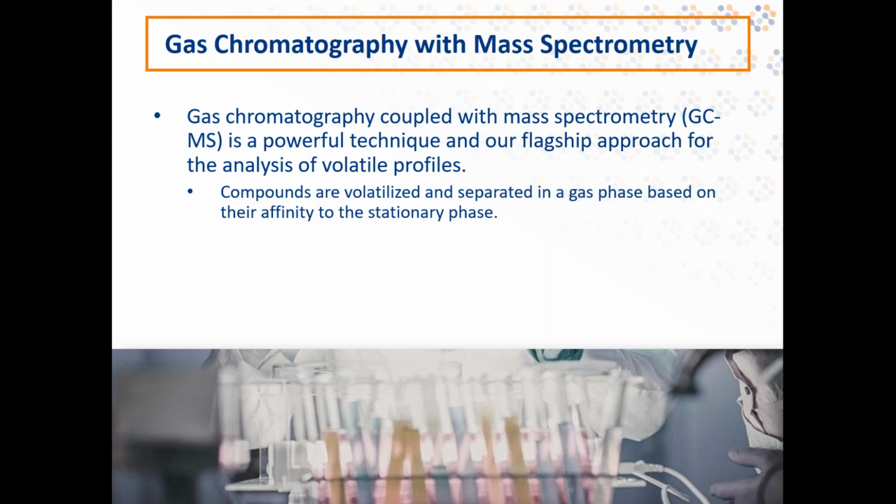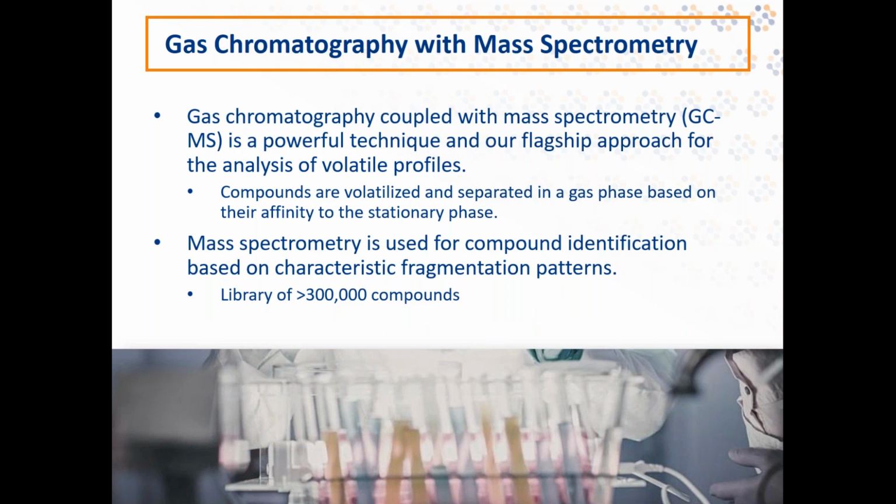Once separated, these compounds are introduced to a mass spectrometer, and this is used not only for detection, but also identification. In the mass spec, these compounds are fragmented into small pieces, and the pattern of these fragments are characteristic to individual chemical components. So by looking at these characteristic fragmentation patterns, we can identify compounds by comparison to our libraries of over 300,000 compounds.